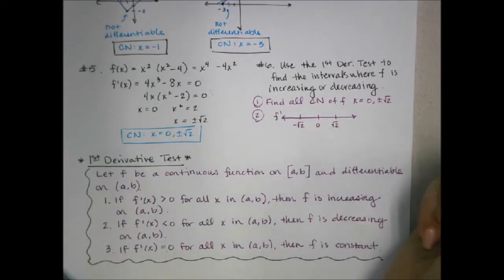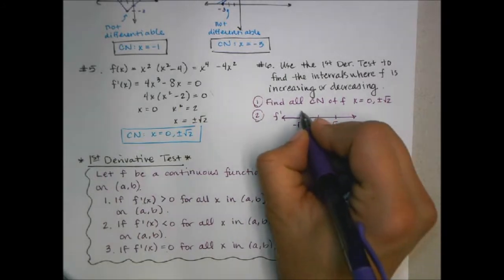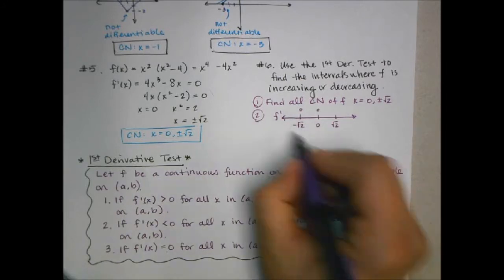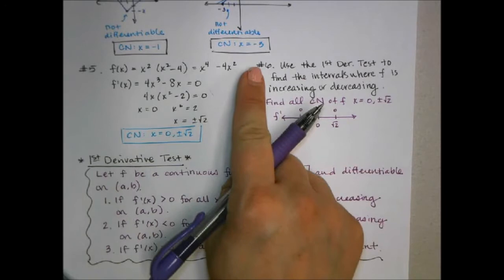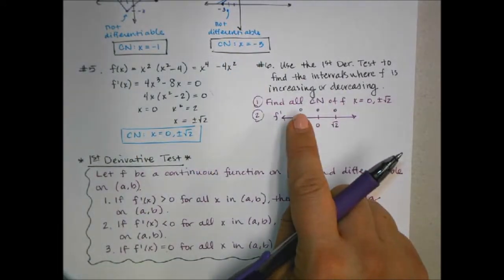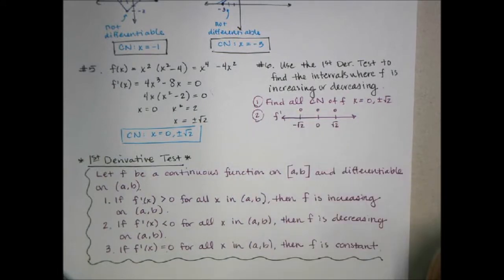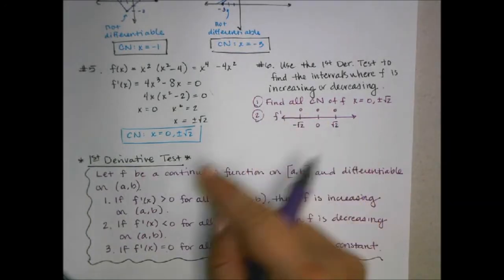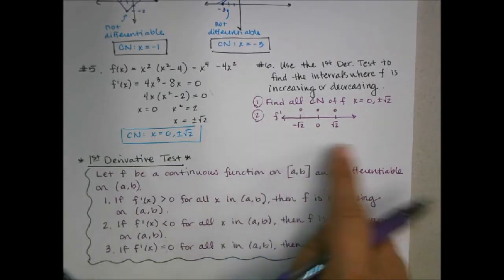On top, what's the value of the derivative at negative root 2, 0? The value of the derivative at 0 is 0, and at root 2 it's also 0. So I'm just putting the value of my derivative here. If any of these critical numbers were places where my derivative did not exist, or where the function is not differentiable, I'd write DNE on top. So we're just going to write 0 for now. Then in between, we're trying to figure out if it's positive or negative. I know I'm not going to get 0 for any of these intervals.